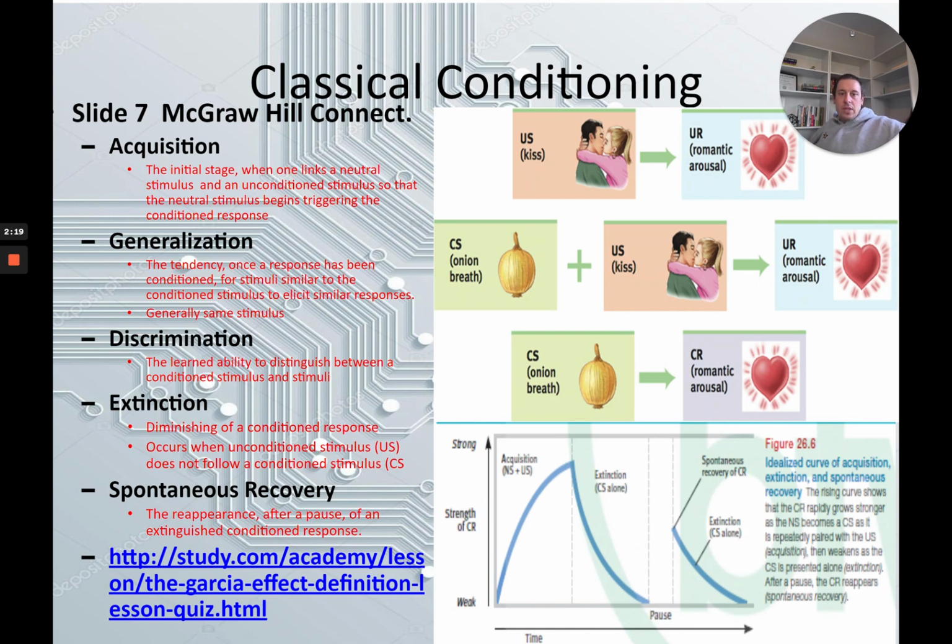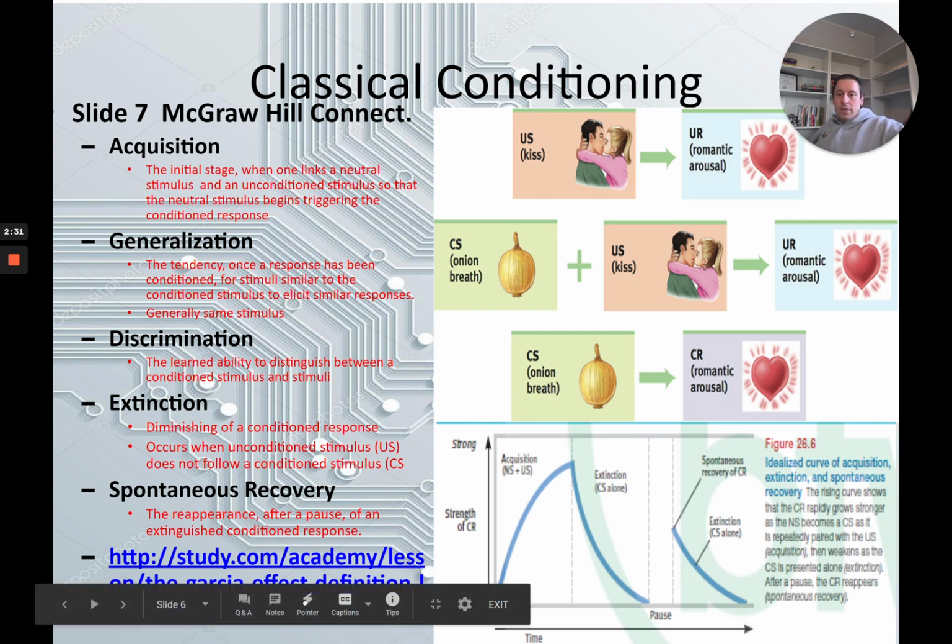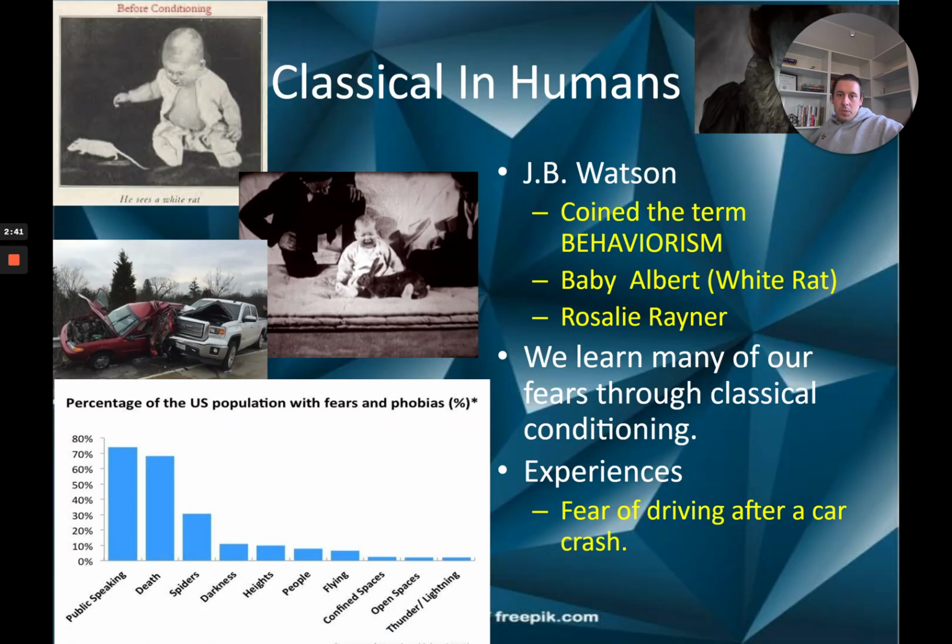We talked about this a little bit in class, and how studies have been done with food and all kinds of random stuff to determine romantic arousal, which is kind of odd. We will get to this here on the bottom. It's a study called the Garcia effect. We're going to talk about that a little bit later, not necessarily today, but we'll get there.